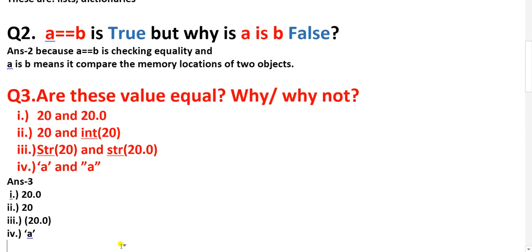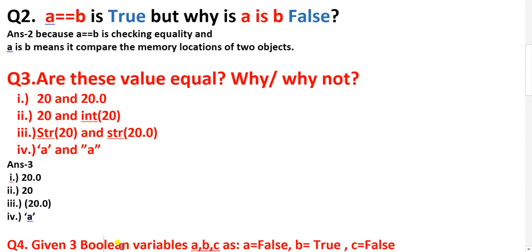Next is str(20) and str(20.0). It will give the answer based on true and false. It will check whether str(20) is true or false, and whether str(20.0) is true or false, then it will calculate and give the result. Same with the fourth part, string 'a' and string 'a'. So true and true, it will give you the answer 'a', the first one.